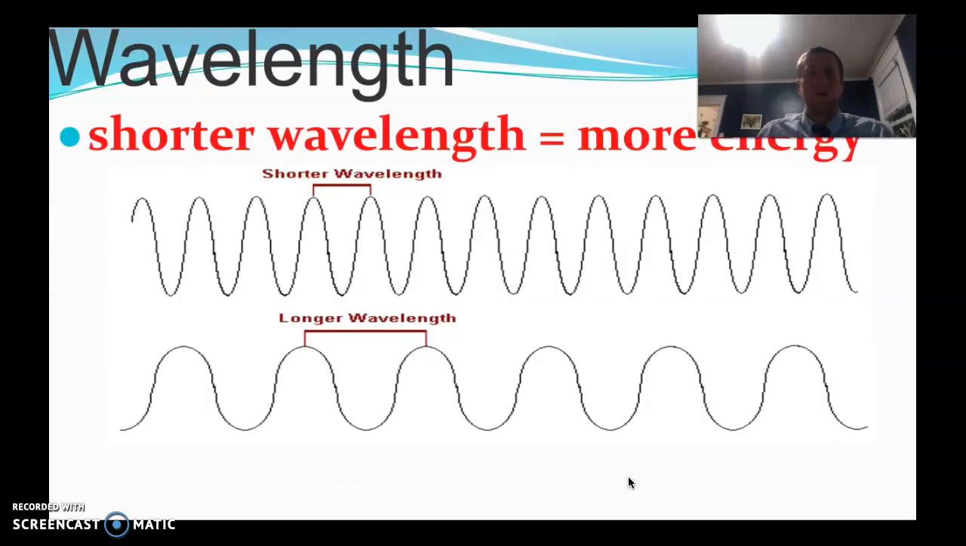So once again, a really important idea here is that the shorter the wavelength of a wave, the more energy it's going to be storing. It just takes more energy to move matter that much more quickly. It's kind of like more powerful, if you want to think about it like that.